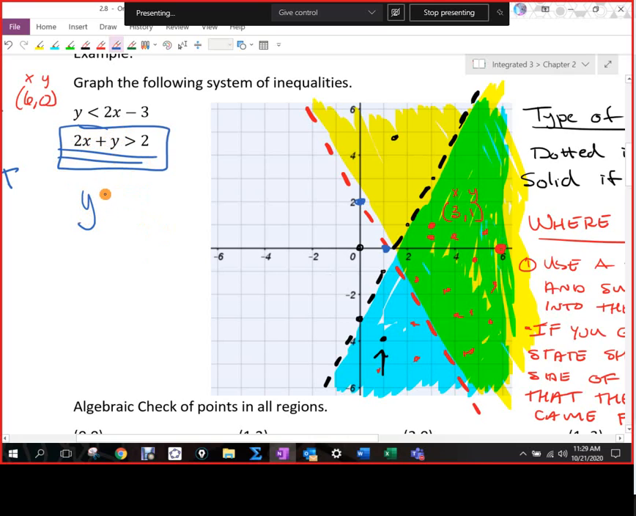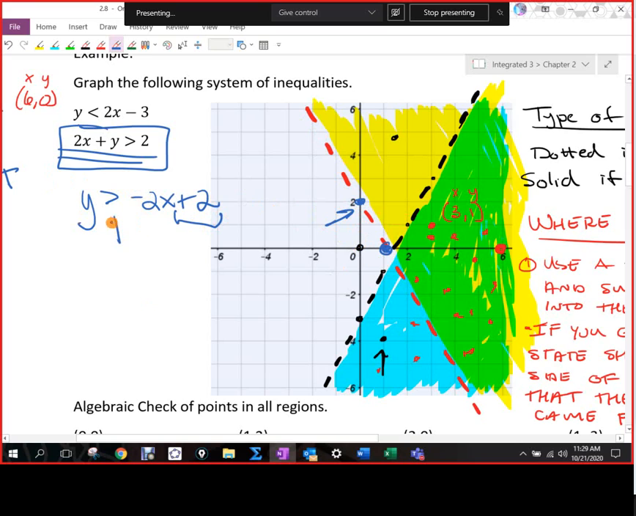So I would say y is greater than, now negative 2x plus 2. Just move that 2x to the other side. And you can see that does give me that red dotted line. So the 2 would be that y-intercept right there. And then down 2 over 1 would give me that point right there. Okay, so it does graph it that way.